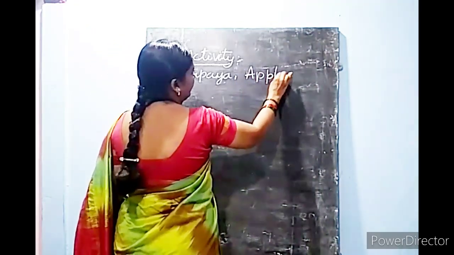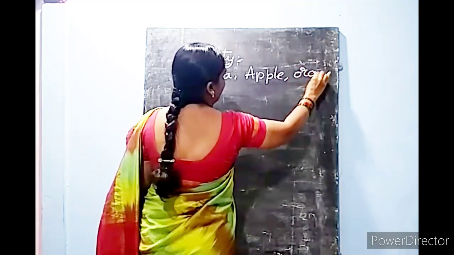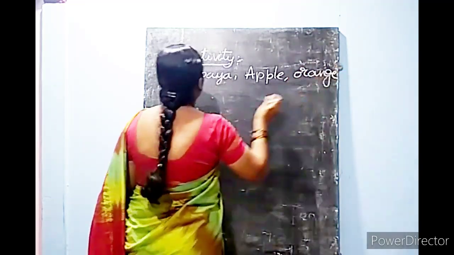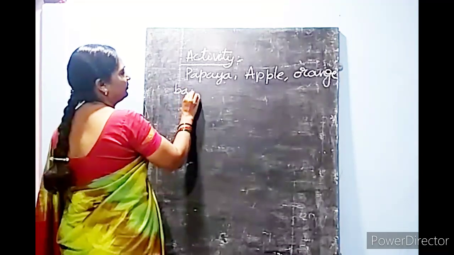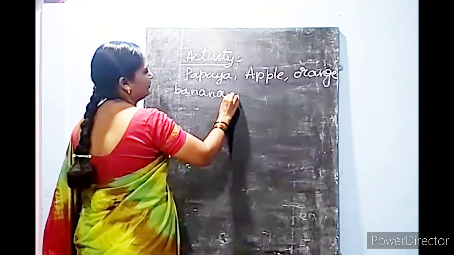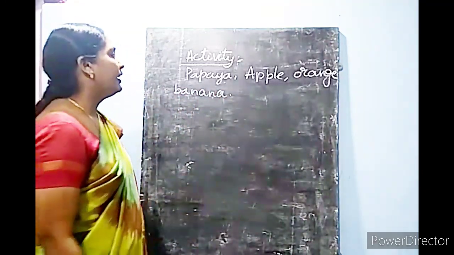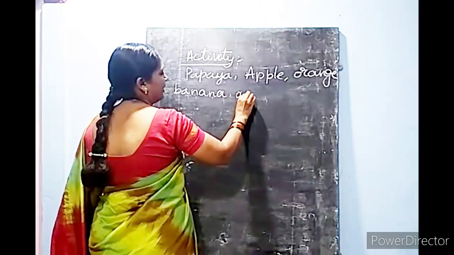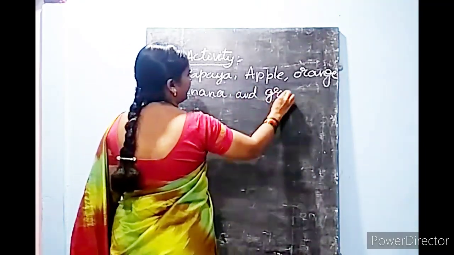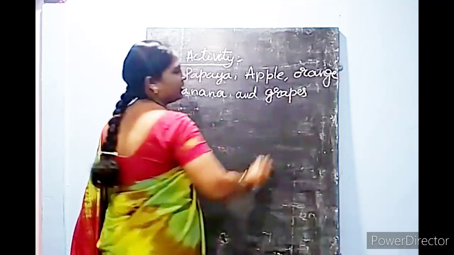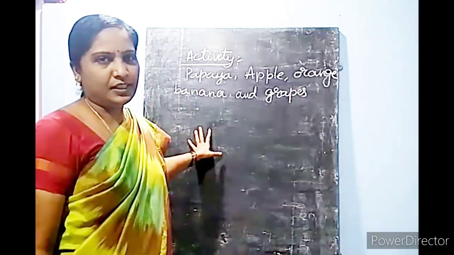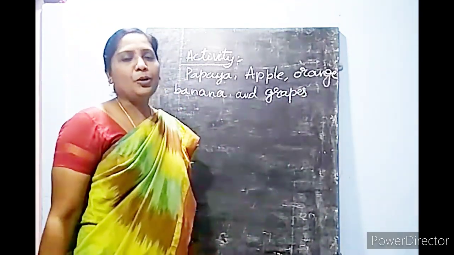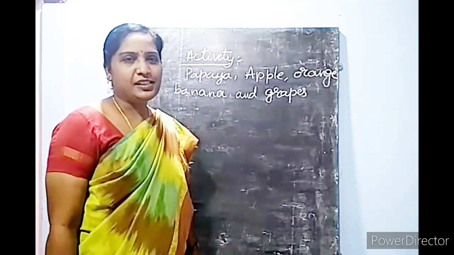Apple I ate. Orange. Banana I ate. Okay. And even I ate grapes. So do all the fruits. Now stop doing your activity.